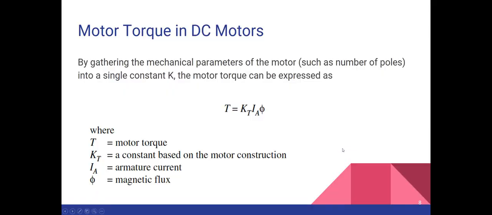Now let's see next the torque equation in the DC motor. The torque is given by this equation, which says T = Kt Ia phi. Here Kt is a constant based on the motor construction, and Ia is the armature current. Armature current is the current flowing in the armature coil, and phi is the magnetic flux. So by this we get the motor torque equation.